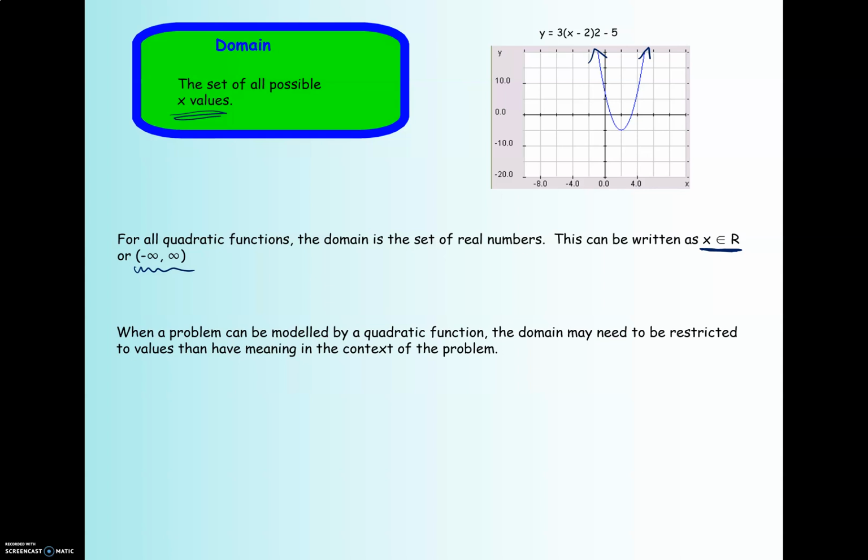When a problem can be modeled by a quadratic function, the domain may need to be restricted to values that have meaning in the context of the problem. So when we deal with situational problems, sometimes we can't have values that go to negative infinity and infinity, and that's when we'll restrict our x values. We'll restrict our domain.